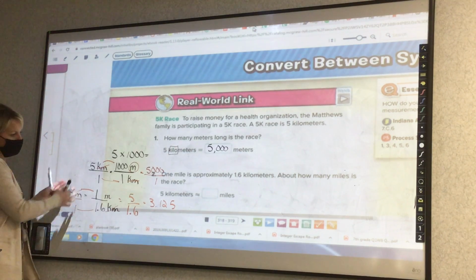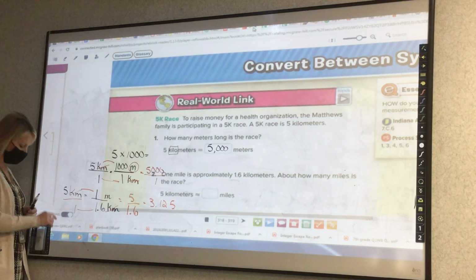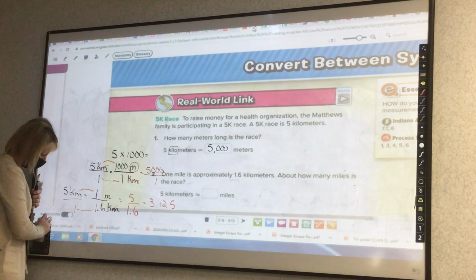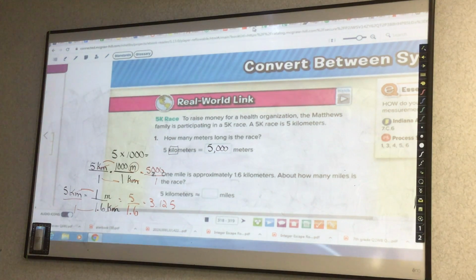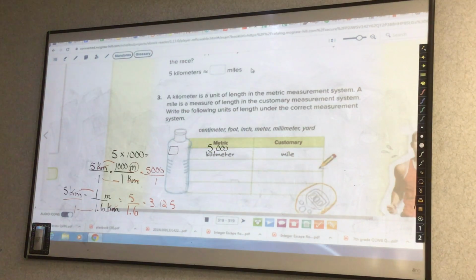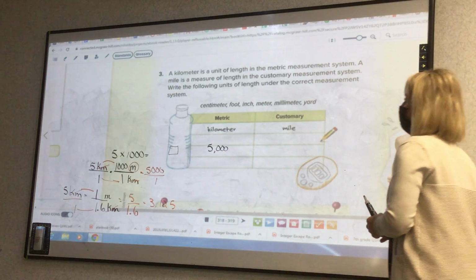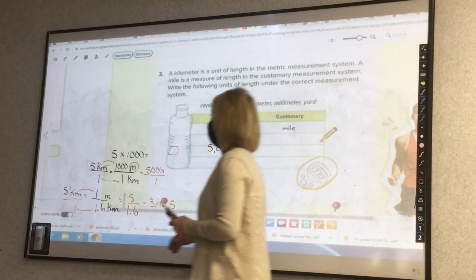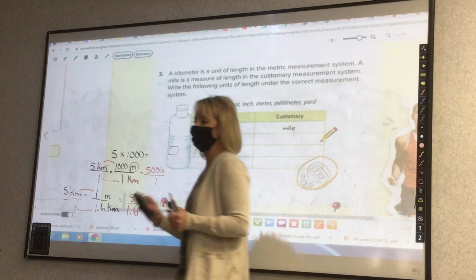What you have to do first though is set it up. How are you going to set it up? Because that's what's going to matter. So let's go ahead and keep looking at this page. And then it says a kilometer is a unit of length in the metric measurement system. A mile is a measure of length in the customary measurement system. Write the following units of length under the correct measurement system. They don't equal each other. I want you to be very aware of that.